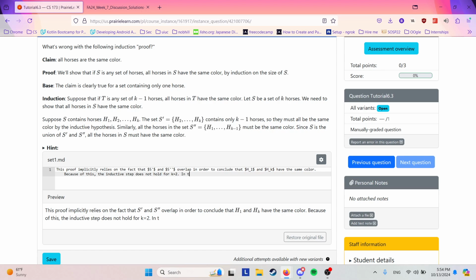In this case, S prime is the singleton set h1, and S double prime is the singleton set h2. I'm just putting some arbitrary horses into these sets. Both of these satisfy the assumption: S prime only contains k minus 1 horses, only 1 horse, and so does S double prime. And all the horses in both of these have the same color.